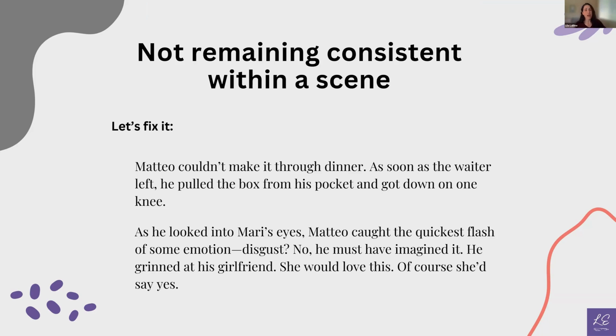So now here the author was able to get across that maybe Mari isn't happy about this proposal, but she kept it through Mateo's point of view, through his perspective. That way readers aren't being thrown into one mind and then the other and then the other.